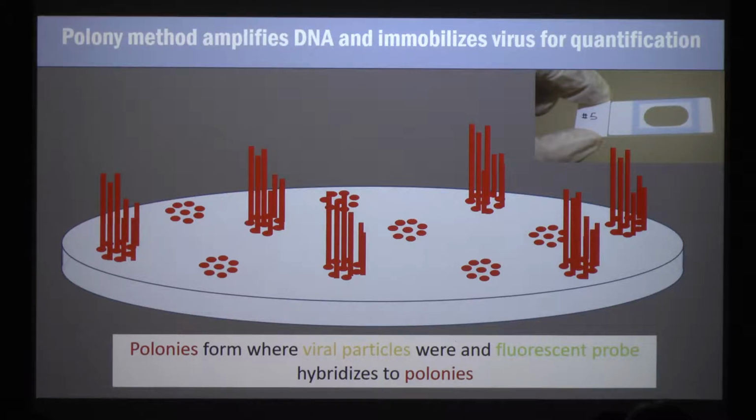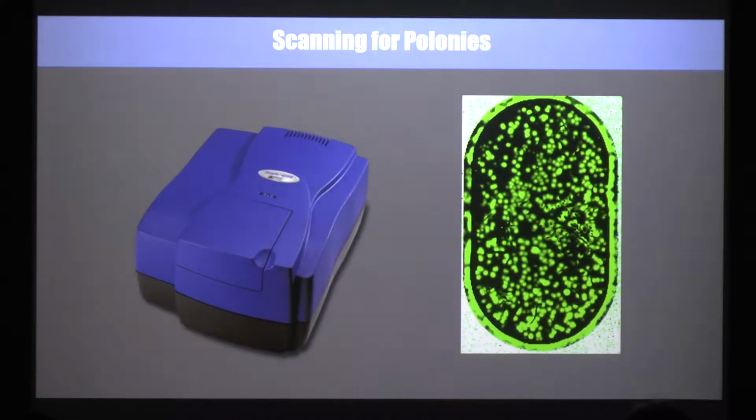Those are our Polonies, or PCR colonies. Now we can use a fluorescent probe that attaches to an internal region of this strand that fluoresces for visualization. So we visualize these using a microarray, and the result is that picture over there. Each of those dots represents a Polony and thus represents where a viral capsid once was.